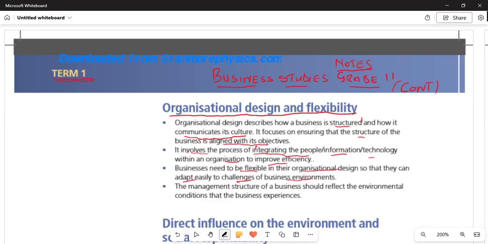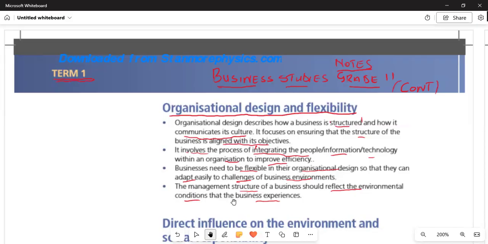It further says the management structure of a business should reflect the environmental conditions that the business experiences. A flexible structure helps the company to stay competitive and sustain operations. So that's what we're talking about: flexibility in an organizational design. I hope we are together with that.